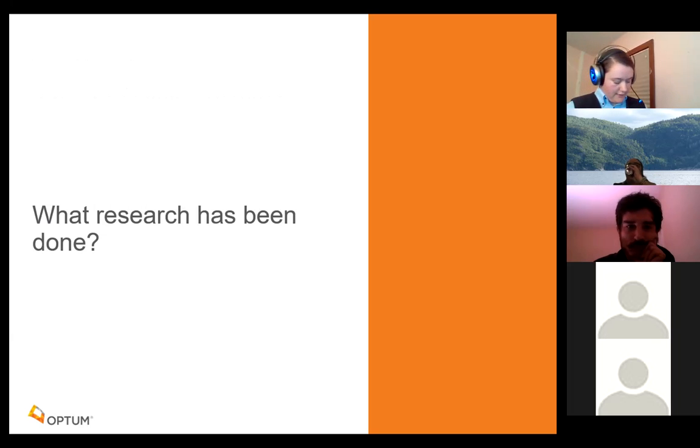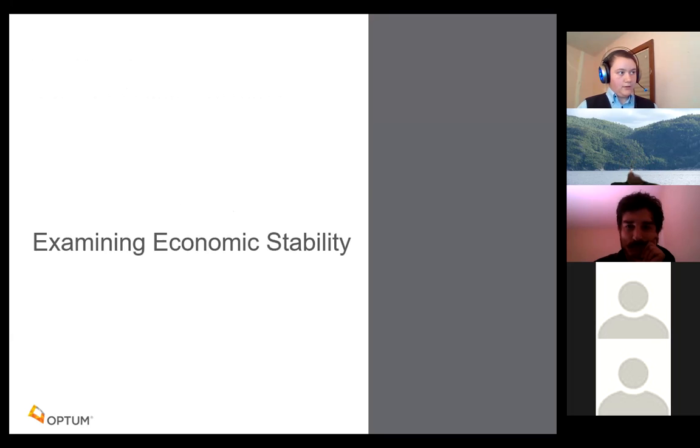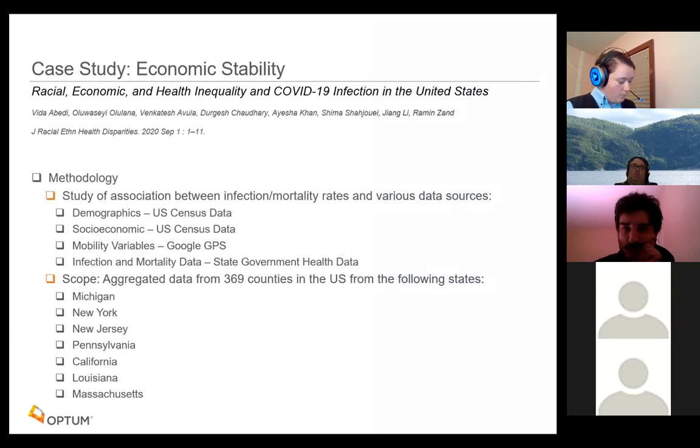So what research has been done? We're going to take a look at economic stability first. There was a study done in September of 2020 called Racial, Economic, and Health Inequality and COVID-19 Infection in the United States. The methodology of this study was a correlation study between infection and mortality rates in various data sources. They compiled demographic and socioeconomic data from US Census data. They compiled mobility variables from publicly available Google GPS data.